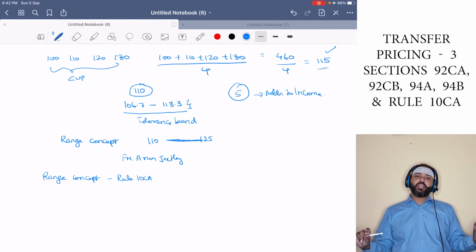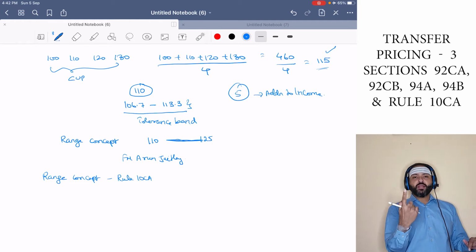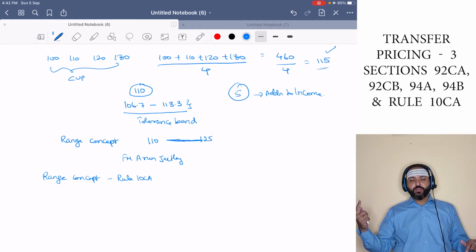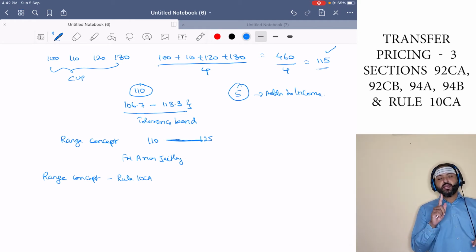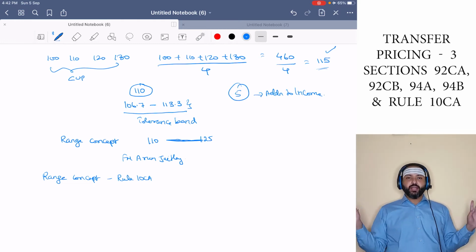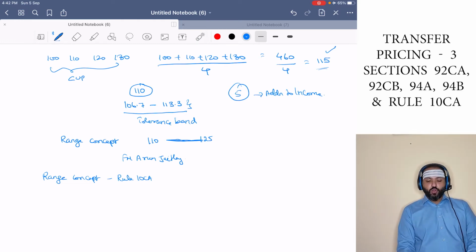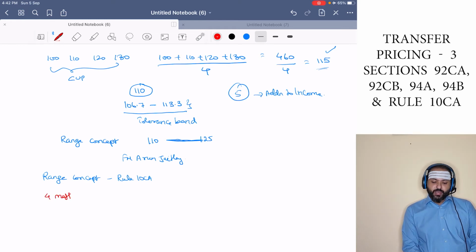Why can it be within a range? Because I don't compare it with one company. I compare it with multiple companies. Correct? So it cannot be a number. It has to be a range. Okay, and then they told there are only 4 methods where this can be applied. What are the 4 methods? It can be applied on the CUP method. It can be applied on the resale price method. It can be applied on the cost plus method. It can be applied on the transaction net margin method.